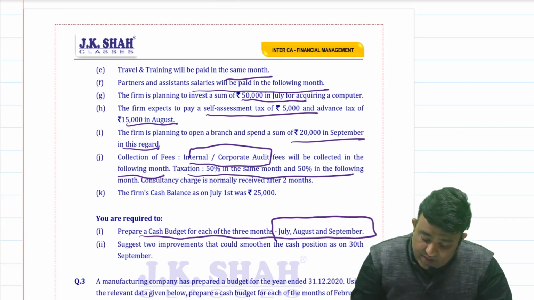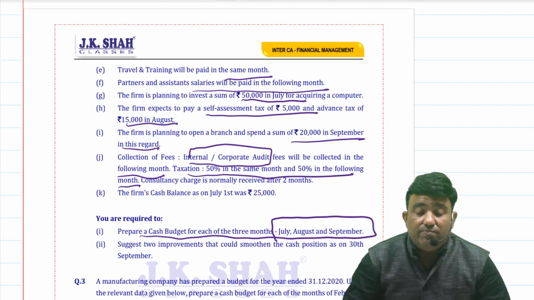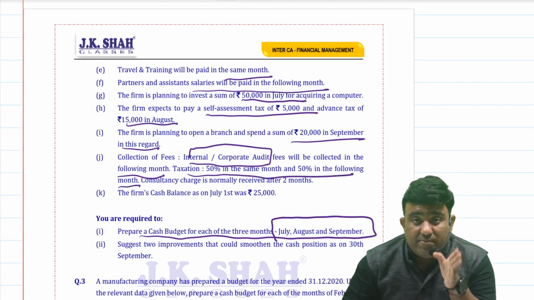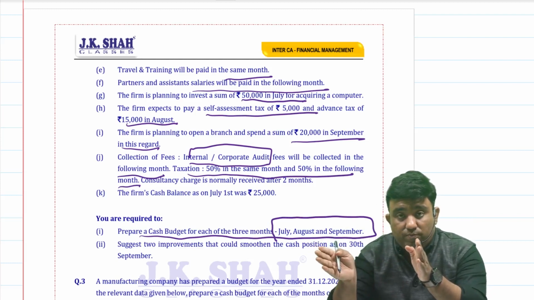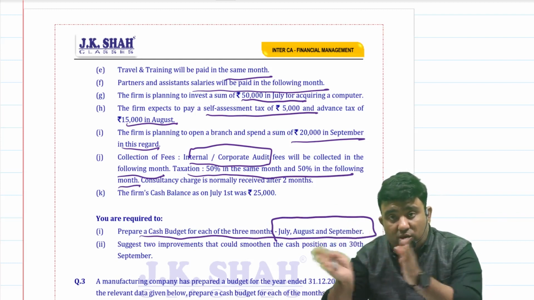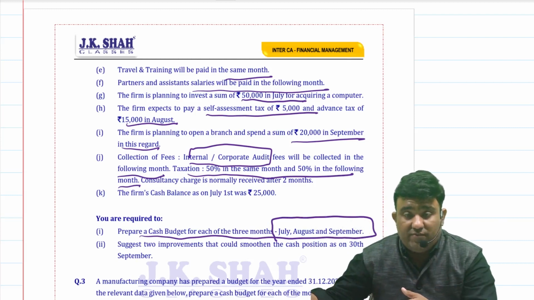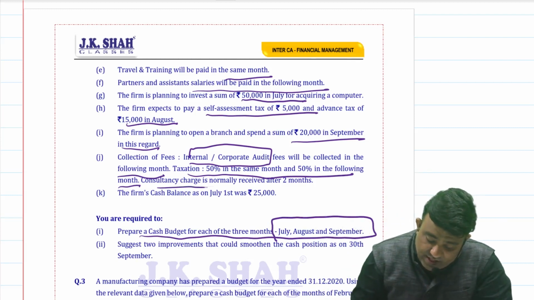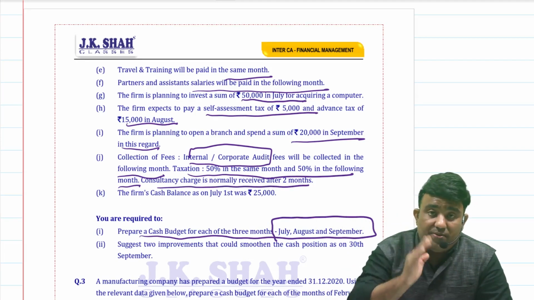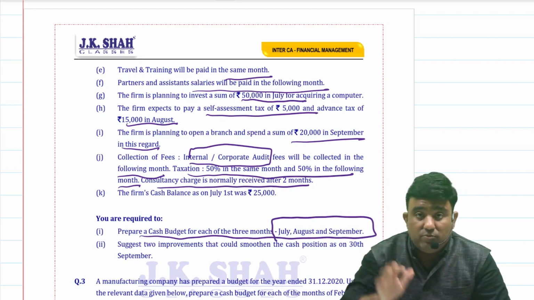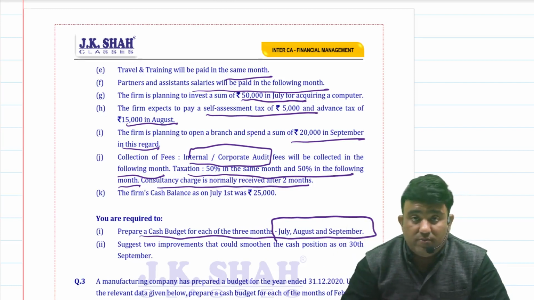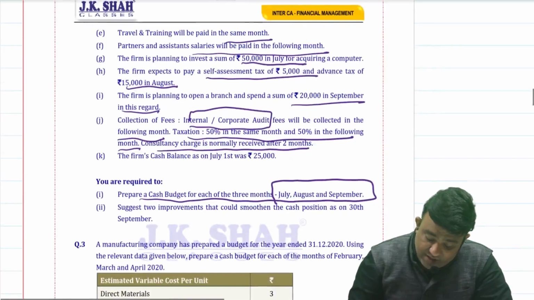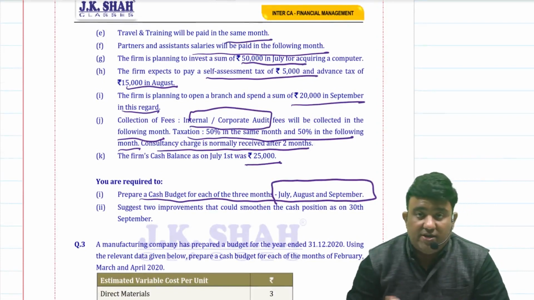Taxation 50% same month, 50% next month. Means April 50% in April, 50% in May. May 50% May, 50% in June. June 50% June, 50% July and so on. Clear, everyone? Consultancy 2 months credit means April will be collected in not May but June. May will be collected in not June but July. June will be collected in not July but August and so on. Fair enough? Opening balance is given. Prepare cash budget. We are done.